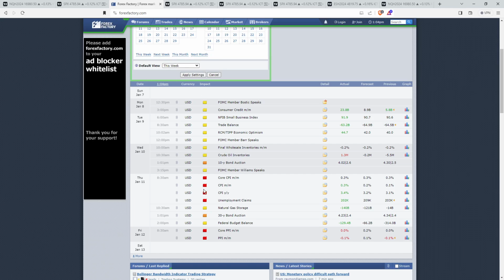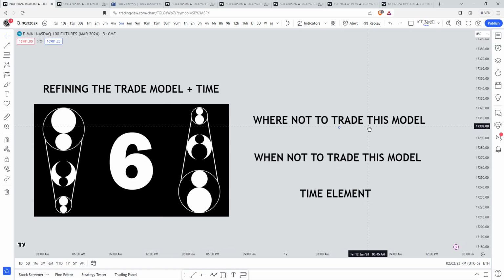Because it's not worth it. Let's say you're averaging a 60% win rate. You want to spend those 4 losses out of 10 on high probability setups. That's kind of how I view it. If you're just wasting one of those losses in a low probability condition, it doesn't make sense. So that's why I avoid those times. Now we could dive into where not to trade this model.